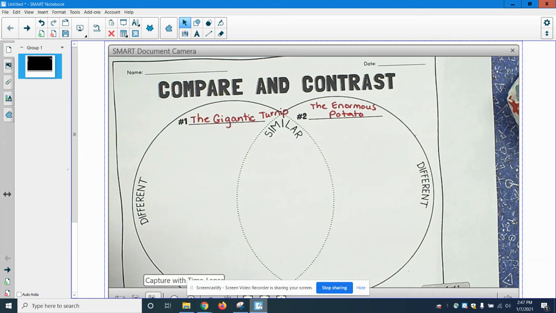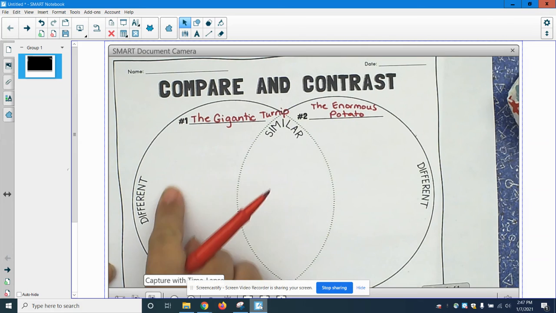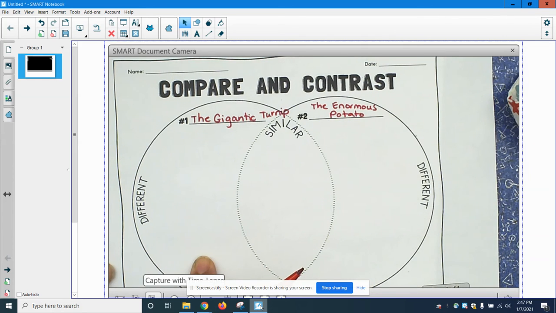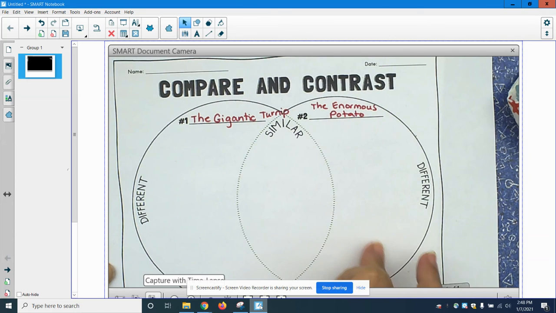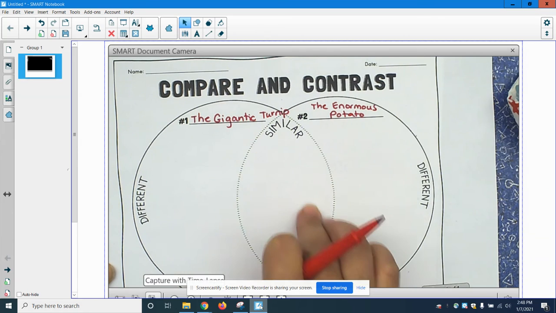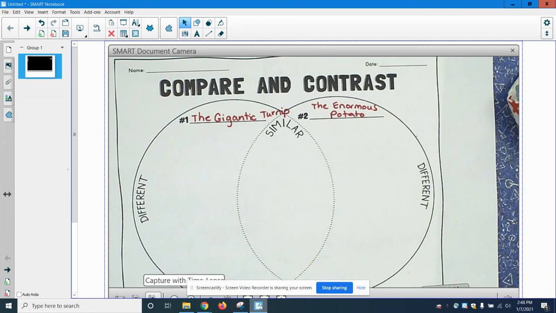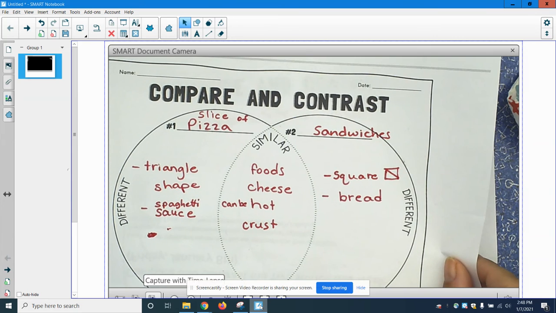Did both stories have a farmer? Did both stories plant something? Did both stories have animals that had to pull to get the turnip or the potato out? So I want you to write one thing that's different about the gigantic turnip and the enormous potato, or actually two things, one here and one here. How are they different? And how are they similar? All right, just like I did with my pizza and sandwich.